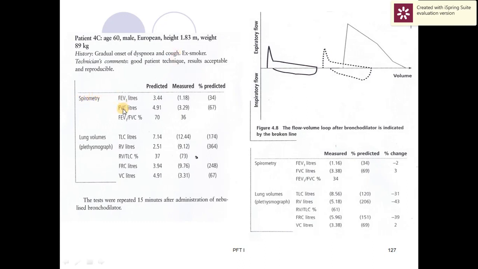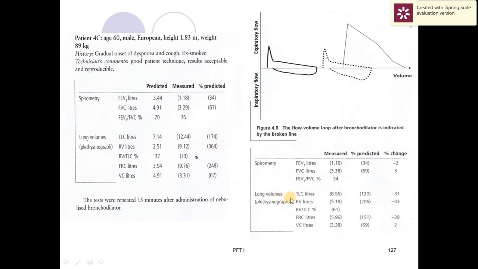We come to the spirometry measurement. Spirometry FEV1 is 34%, severely reduced. Forced vital capacity 67%. The ratio is 36%. We come to lung volumes. As we see, total lung capacity is 174% and residual volume is 364%.